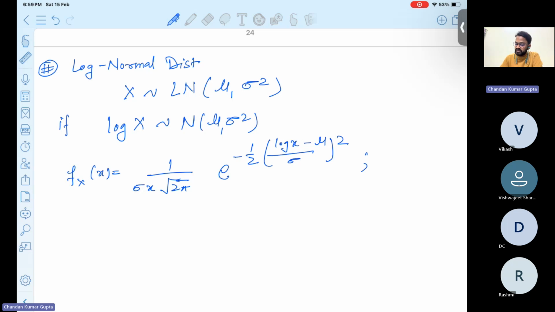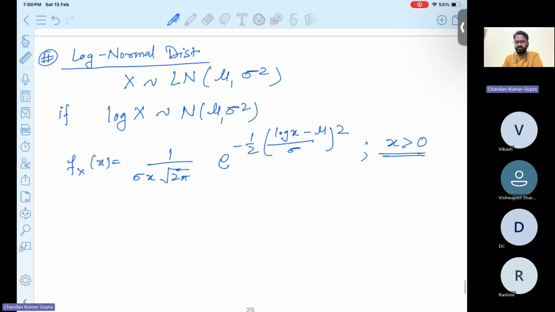Here the support is greater than 0, since we are dealing with things like the lifespan of equipment or the survival time of a person from a disease, and that must be positive. So that's why the log normal distribution is widely used in life testing methods.